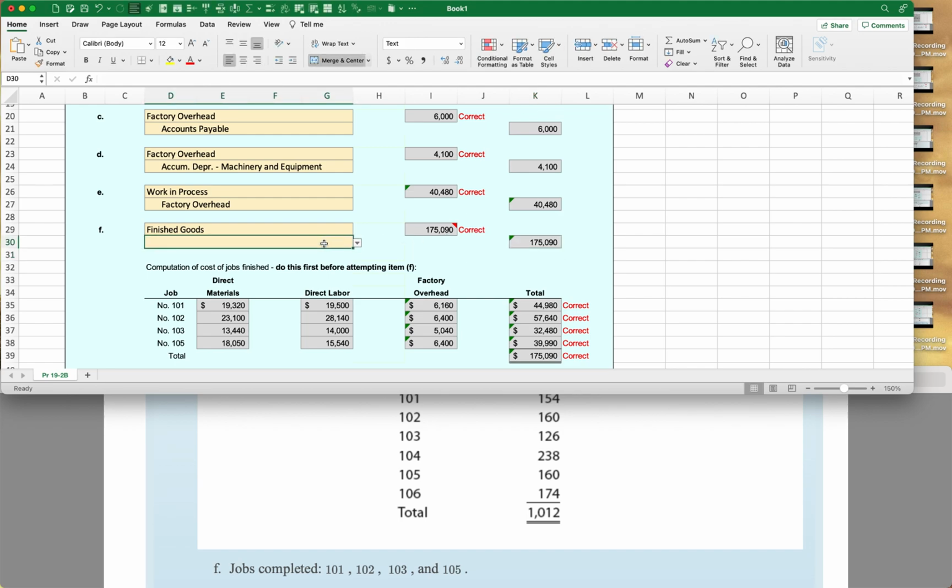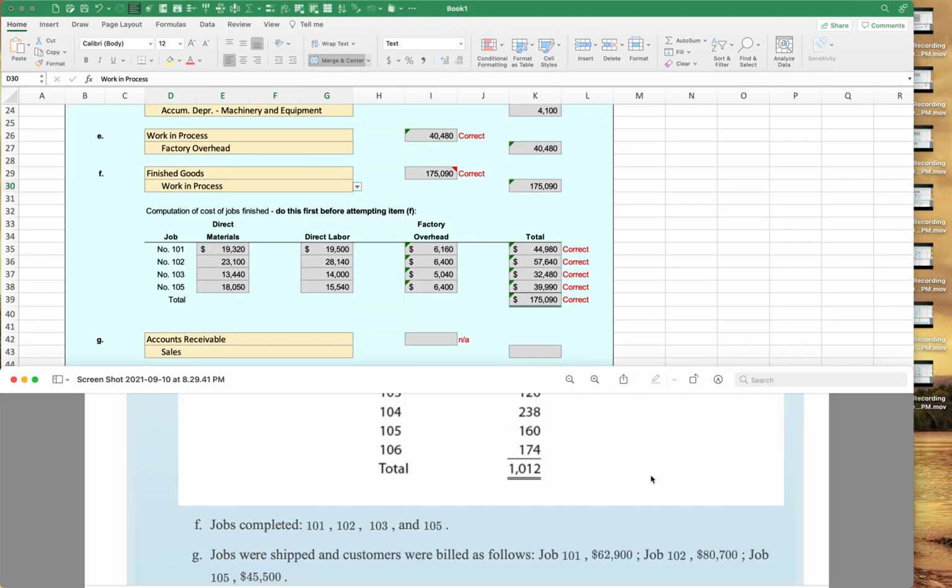And what will I reduce? I'm going to reduce work in process, where they had been sitting the whole time and being worked upon, but now we need to reduce that inventory account and move the costs pertaining to these 4 jobs into finished goods, to show that I've moved it into a separate phase of the process. I've actually finished working on them.